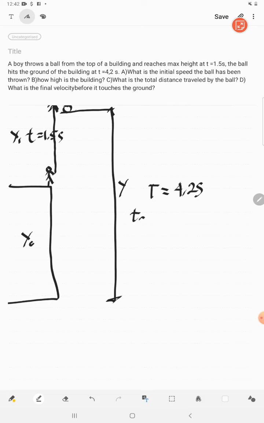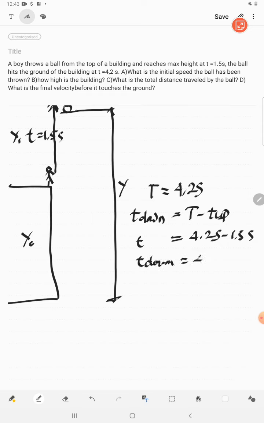Therefore time t down is simply equal to t minus t up. Okay, therefore it's 4.2 seconds minus 1.5 seconds. Therefore our t down is simply equal to 2.7 seconds. Okay, this is the total time from here. So this will become our v naught, and this will become our v. Okay, and of course our v naught here will be equal to 0.